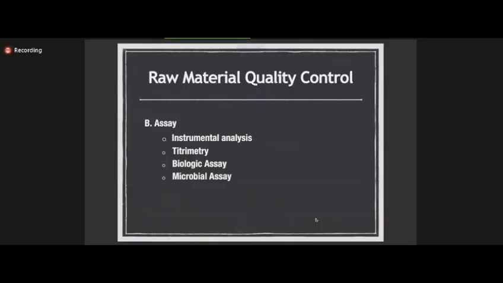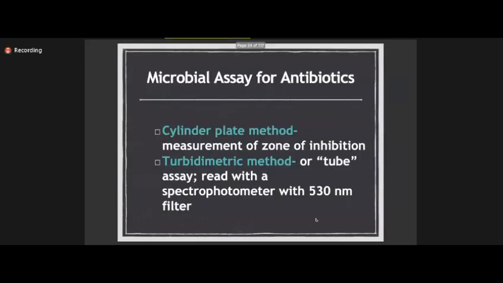Okay. So, next, we have microbial assay. Sa microbial assay, this is usually tested for your antibiotics. For antibiotic potency, we can do cylinder plate or turbidimetric. Sa micro ninyo, yung Kirby-Bauer, that's your cylinder plate, to measure the zone of inhibition. And turbidimetric, yun yung MIC, using your UV-Vis spectrophotometer.